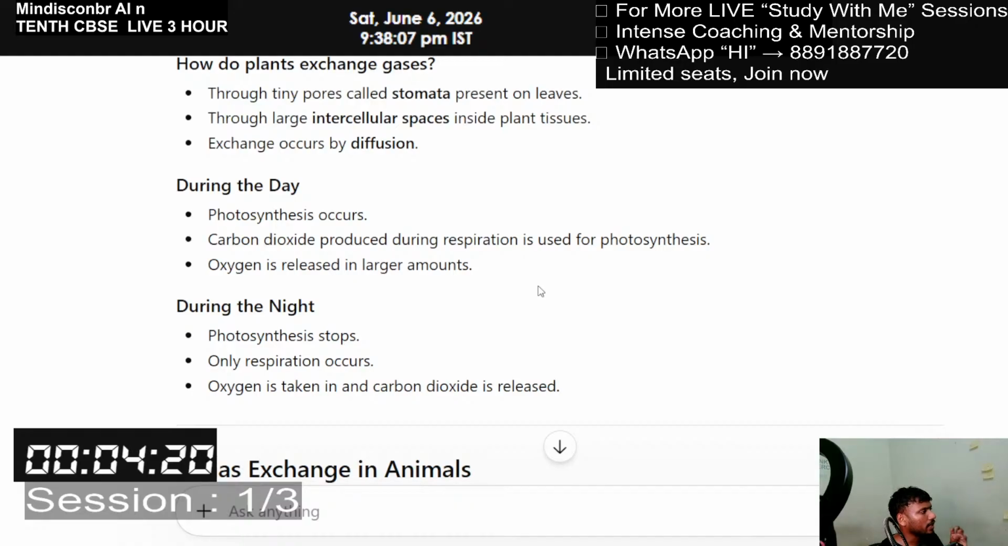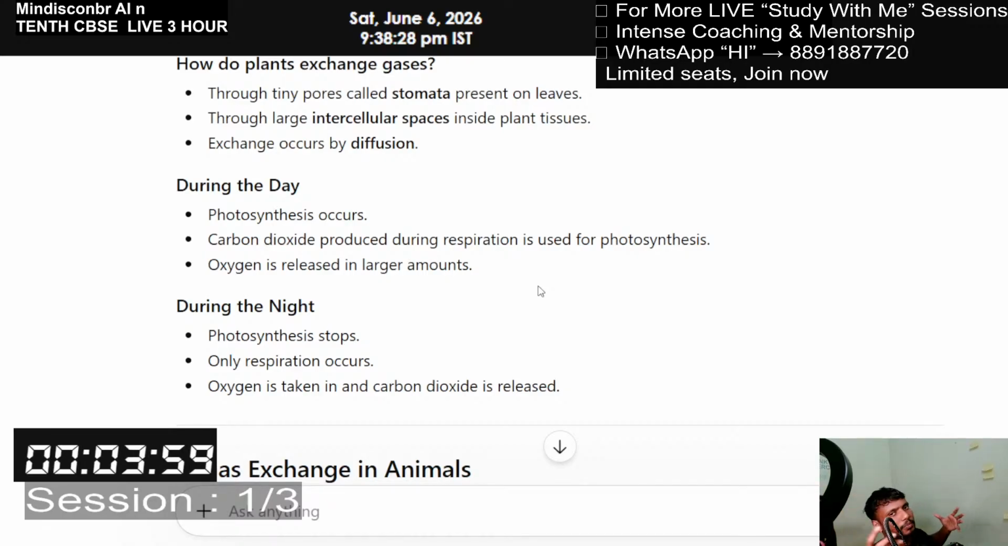So, during the day, photosynthesis occurs. Carbon dioxide produced during respiration is used for photosynthesis. Oxygen is released in larger amounts. And during the day, what happens? The process called photosynthesis occurs. And for photosynthesis, what is needed? Carbon dioxide is needed and oxygen is released.